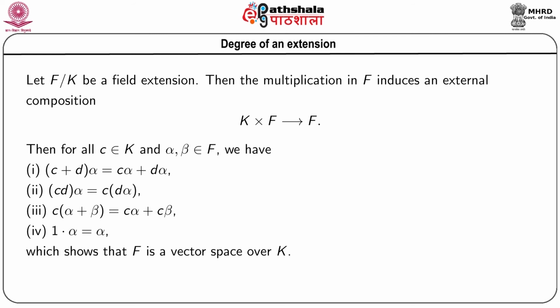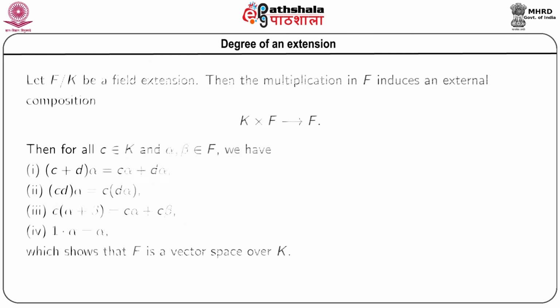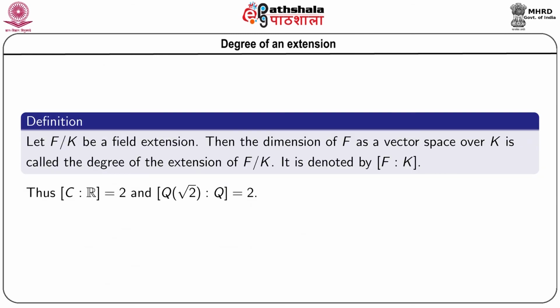Thus, F becomes a vector space over K, and we define the dimension of F as a vector space over K to be the degree of the extension F by K, and it is denoted by this symbol, which we call [F:K]. Since the field of all complex numbers is a vector space over R of dimension 2, the degree of the extension C by R is 2. Similarly, the degree of the extension Q(root 2) over Q is 2.